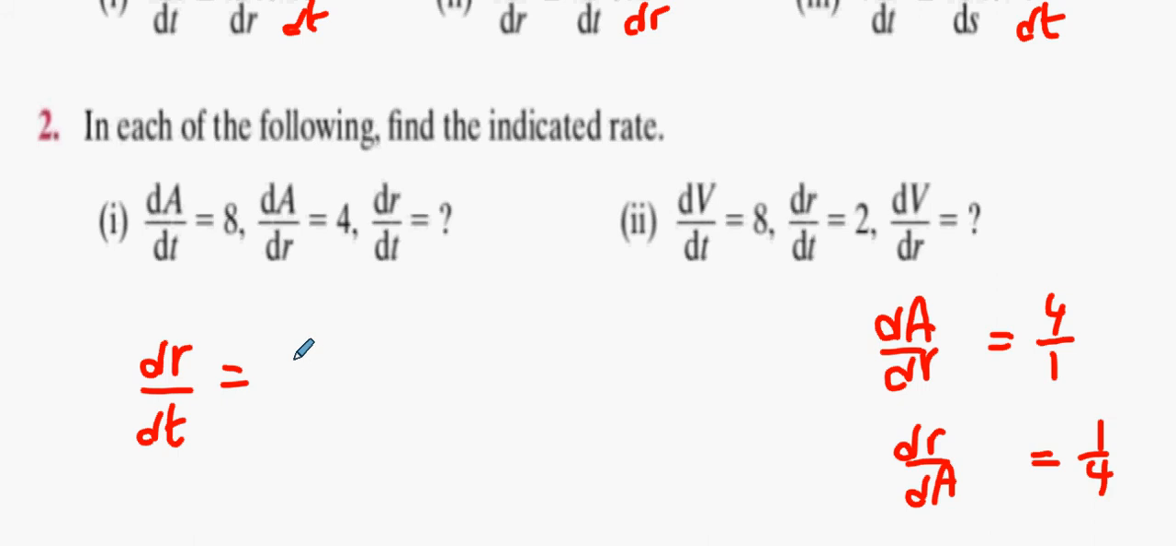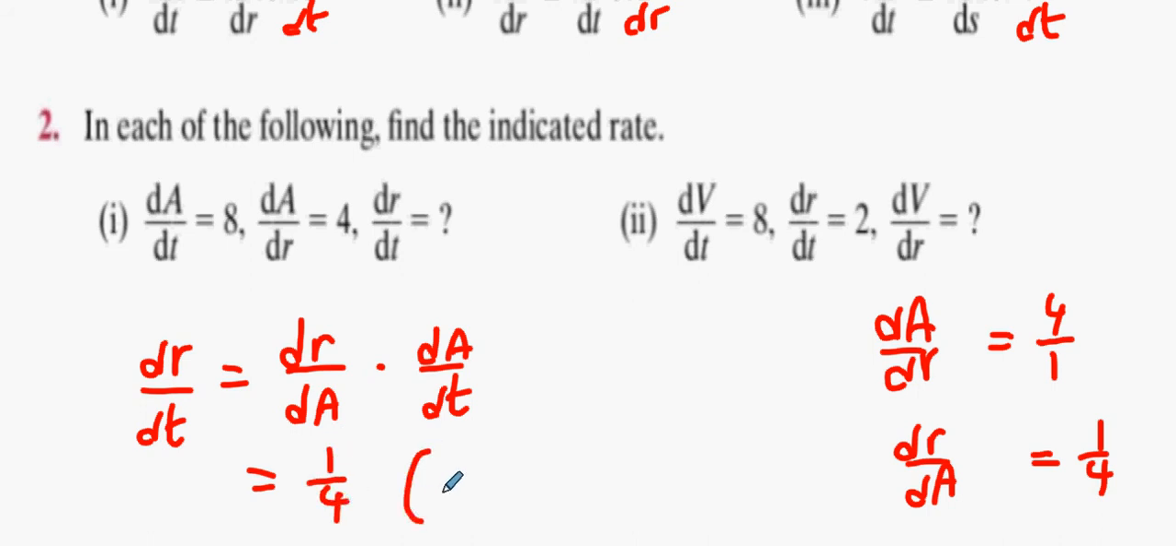I can say dr/dA multiplied by dA/dt. Do you see that? Does that cancel properly? Did the dA's cancel? Now what is dr/dA? dr/dA is 1 quarter. And what's dA/dt? 8. What's a quarter times 8? 2. Right? Try another one.